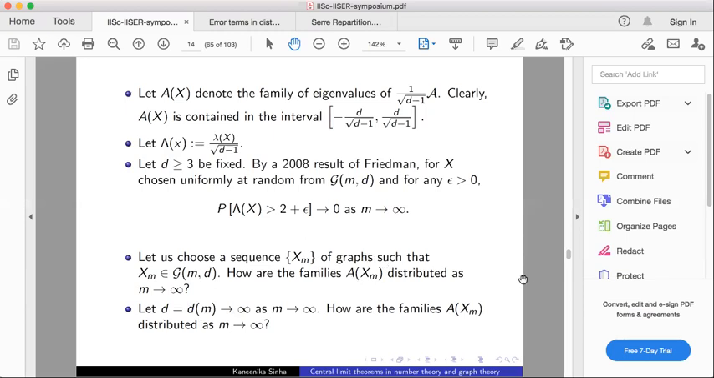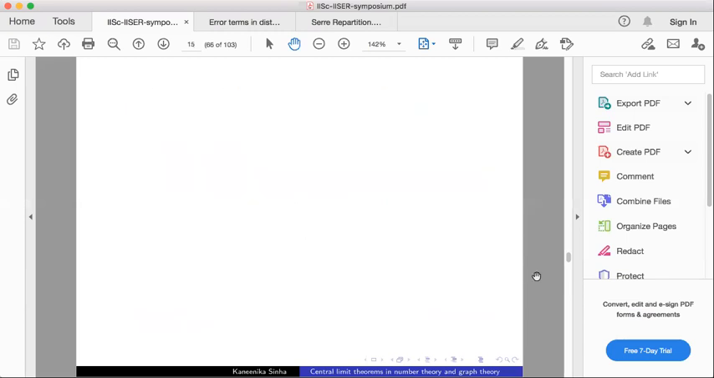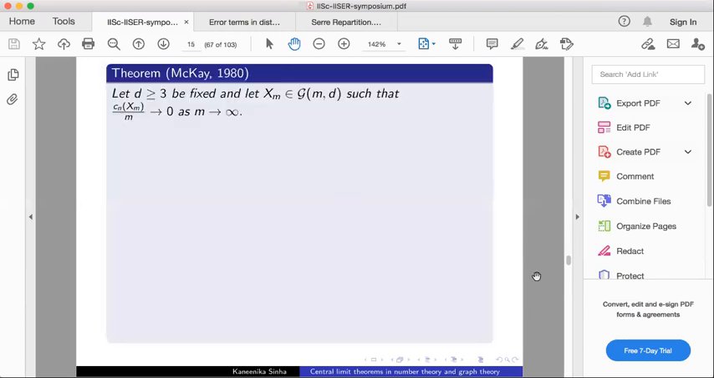So this question has been very well studied by people in graph theory. In particular, there is a very famous theorem of McKay from 1980, which says the following. So let us fix a d and let x sub m lie in this collection of d regular graphs on n vertices. And we choose x sub m. So for every m, we are choosing some x sub m in this collection.